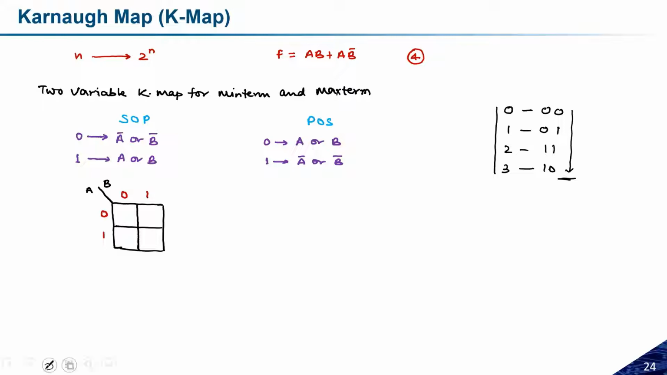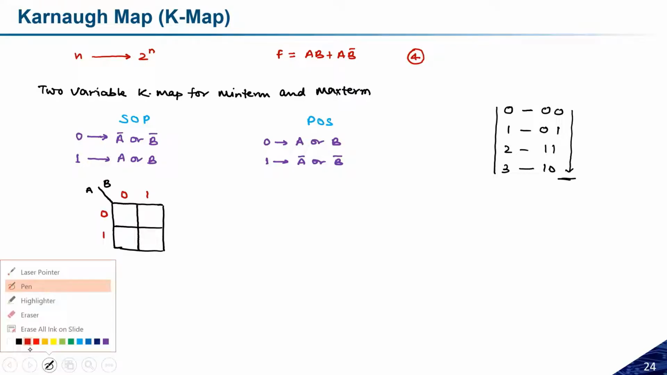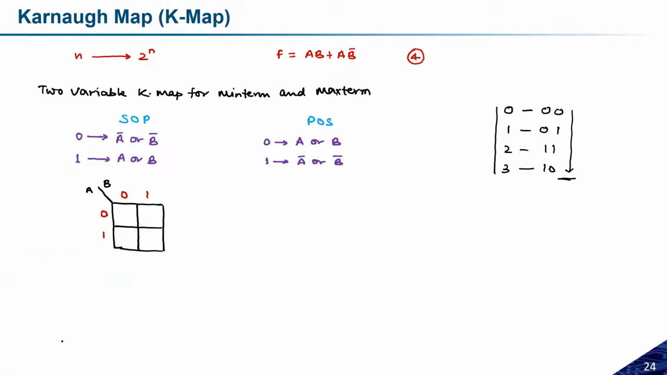If I combine these two things, let us see what I will get. If I combine 0 and 0, I will get the equivalent of 0. If I combine this row and this column, I get 1. Similarly, this is 2 and this is 3. This is how we represent the K map values.